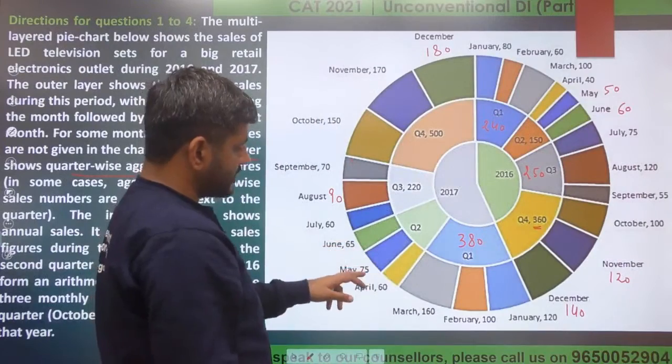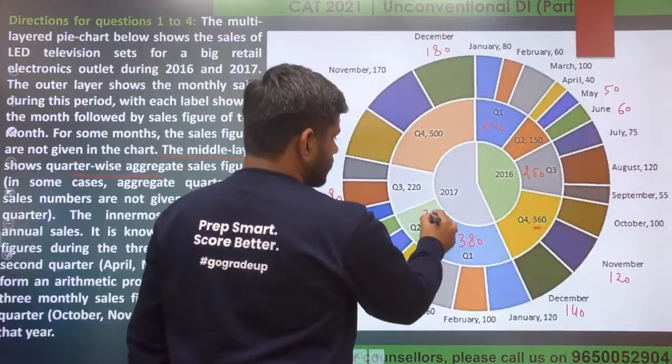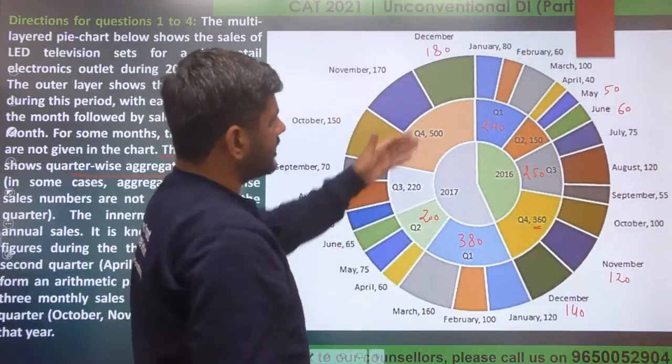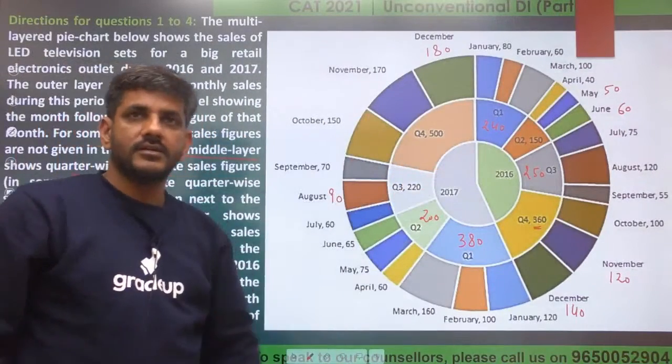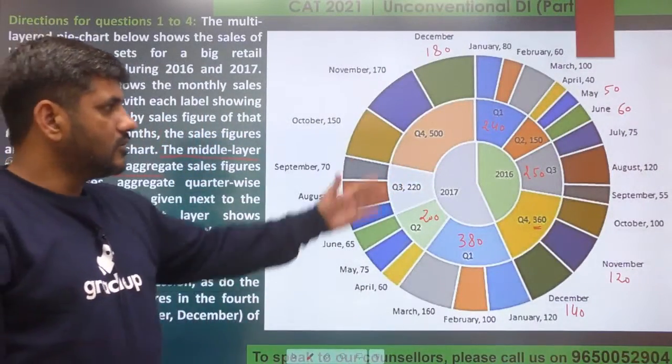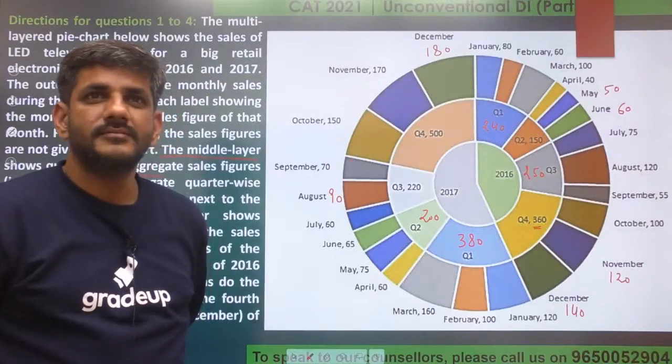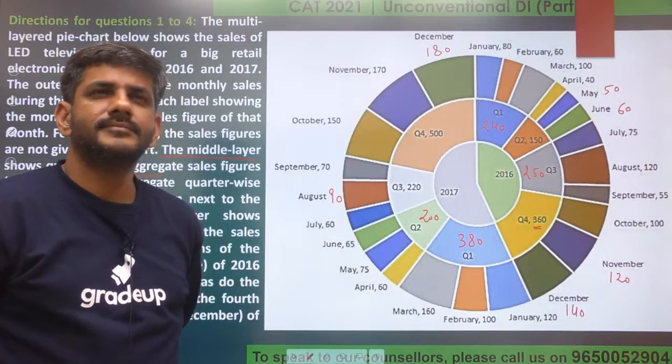Q2 65 plus 75 plus 60 that is equal to 200. ये 220 दे ही रखा है और वो 500 दे ही रखा है. We have all the data with us now and we can answer the question on the basis of this data only. सब डेटा मिल गया है.